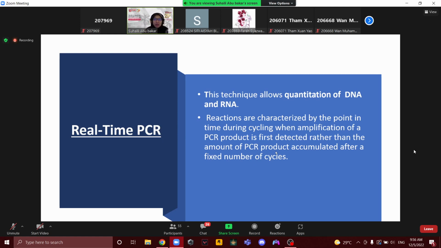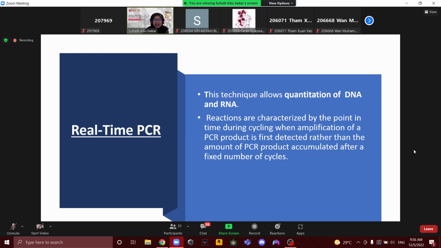Okay, rather than the amount of PCR product accumulated after a fixed number of cycles. So standard PCR, you don't know when it starts amplifying. That's why we have to introduce 25 to 30 cycles. We introduce more cycles because in the first few cycles, probably no amplification yet, nothing happened yet. It's just warming up the reagent, warming up the ingredients, the cocktail only. Understand? Okay, that is the real thing.